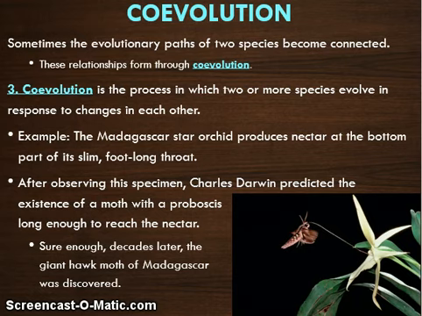The third pattern that we see is coevolution. And what does co mean? It means together. So this is when two species evolve together.